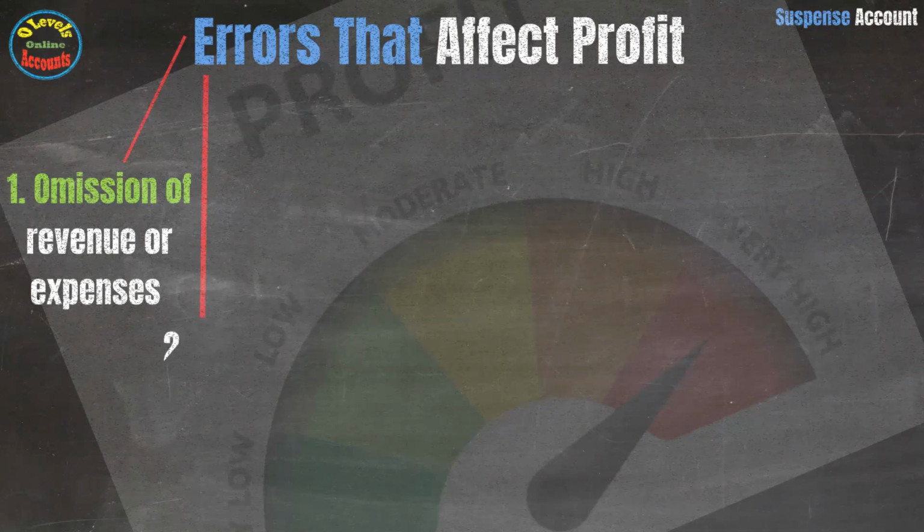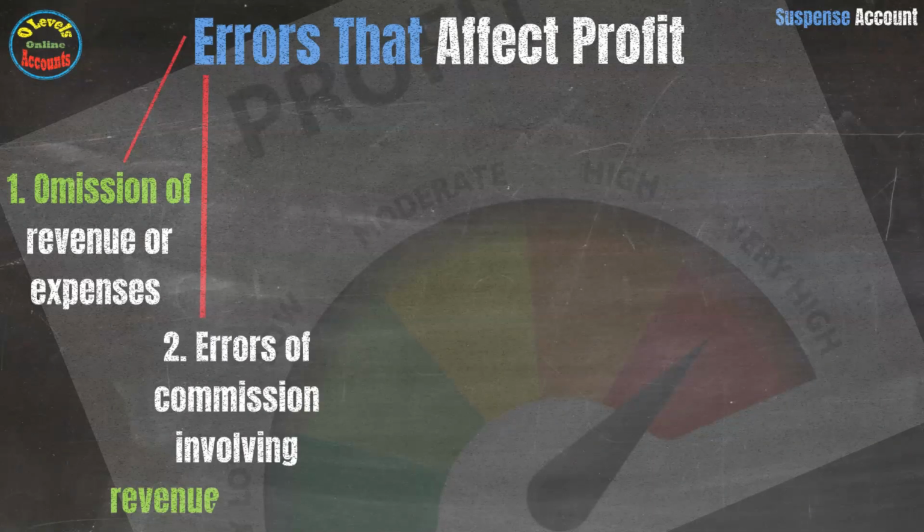Number 2, errors of commission involving revenue or expenses. These happen when the correct amount is recorded, but in the wrong account. If the error involves revenue or expense accounts, it will affect profit.